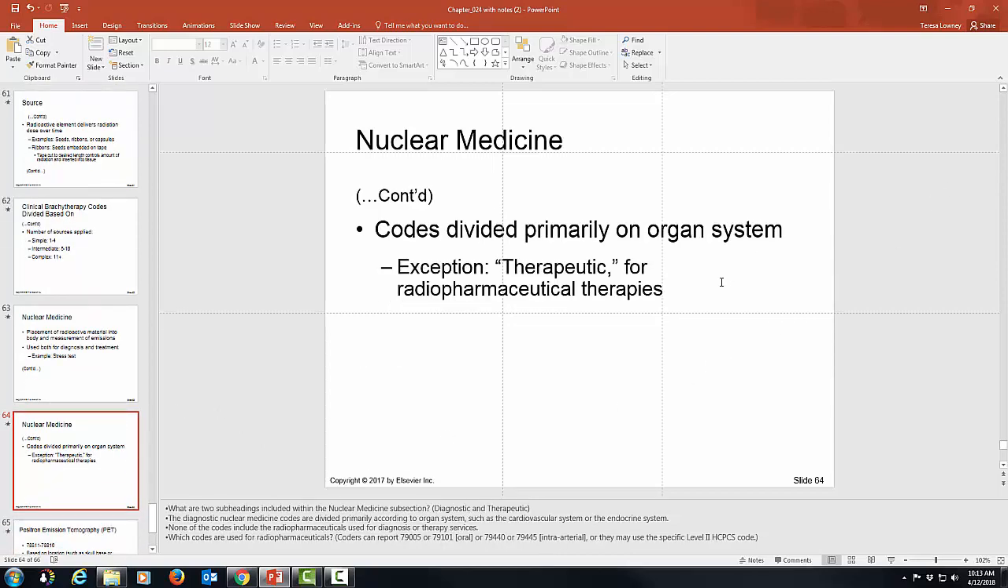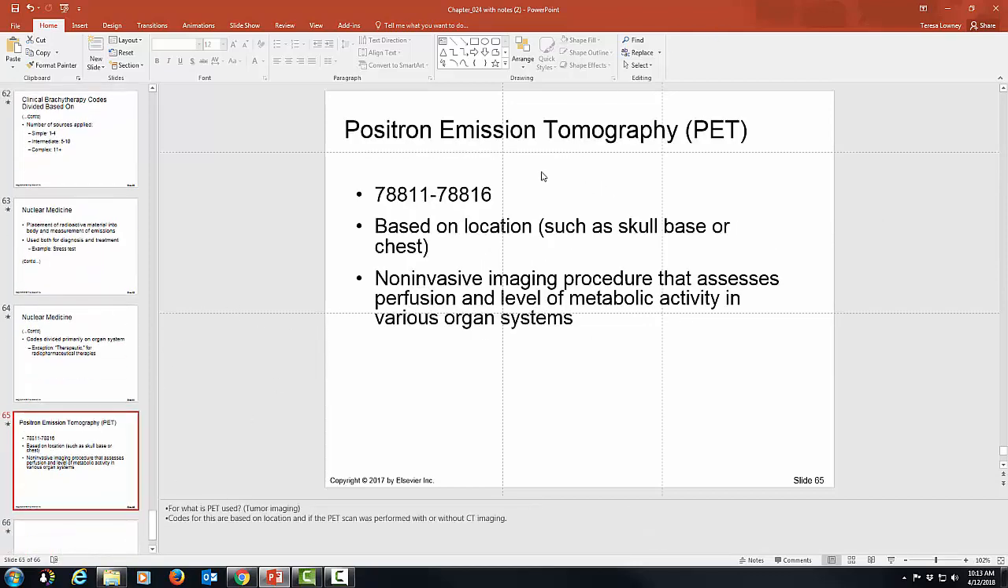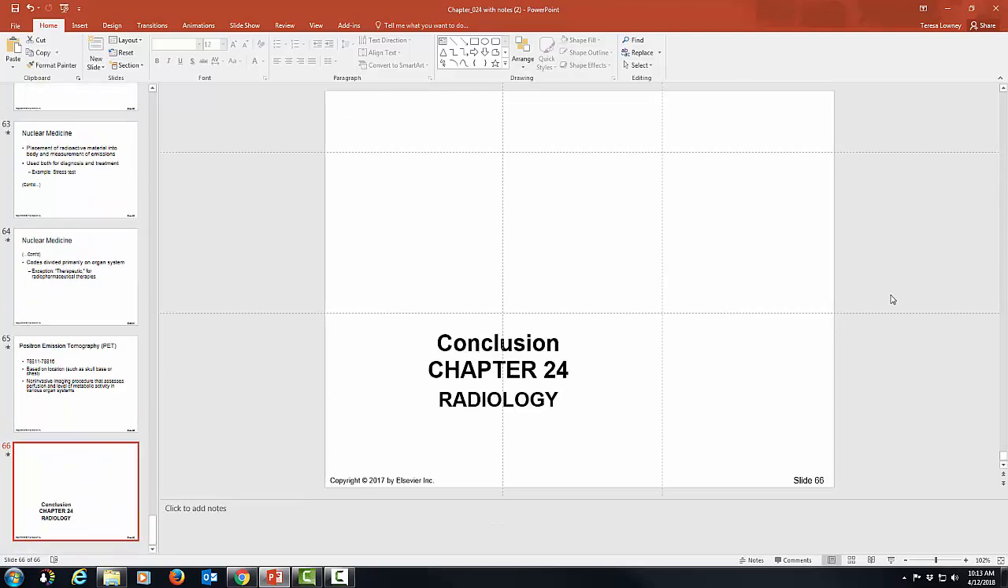These codes are, again, divided primarily on organ system, and the exception is therapeutic. And then the last kind is a PET scan. It's based on the location. It's non-invasive imaging. And normally they do this to follow if the treatment is being successful that we have already diagnosed. Yay! That's our last slide for radiology.